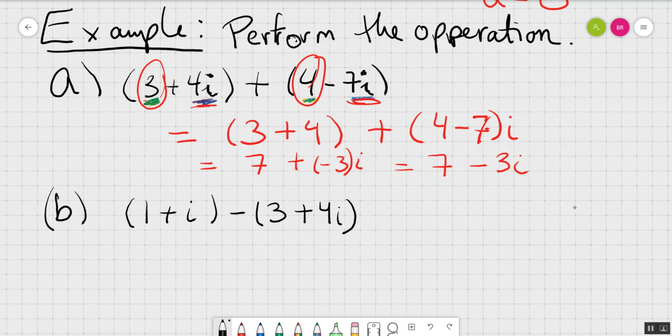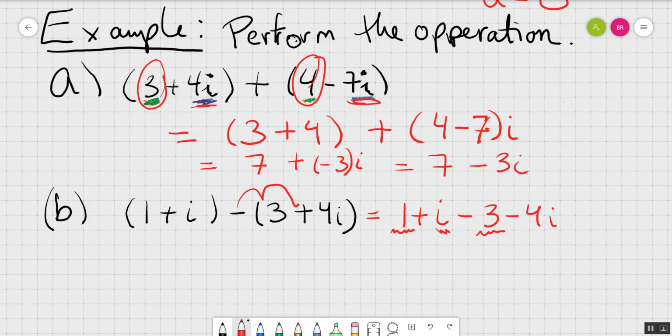So I've got 1 plus i minus 3 plus 4i. So I'm subtracting this time. I hope you're not surprised when I go ahead and just distribute my negative. So, minus 3 minus 4i. Just like before, I'm going to combine my like terms.